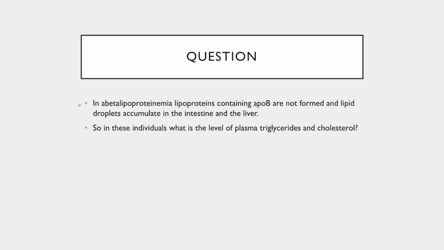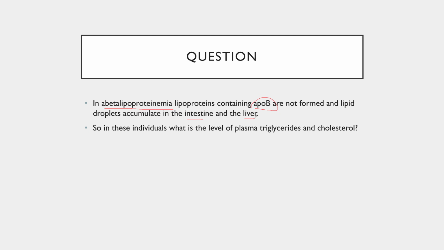So let's finish with this clinical example of abetalipoproteinemia. In this clinical presentation, individuals cannot form any lipoproteins that contain ApoB, and this causes lipid droplet accumulation in both the intestine and the liver. Remember, the intestine is going to be our location of chylomicron synthesis, which contain ApoB48, whereas our liver is our location of VLDL synthesis, which contains ApoB100.